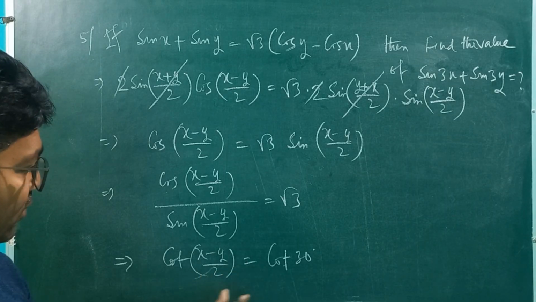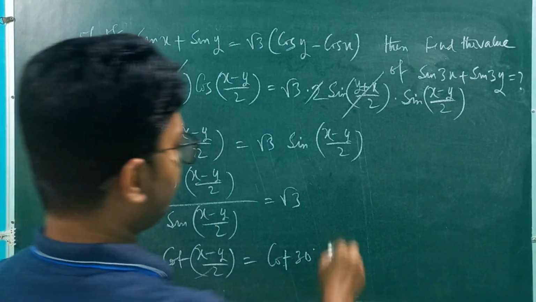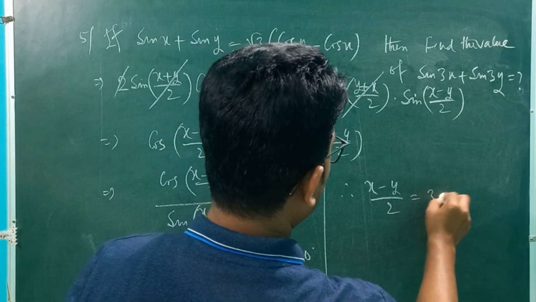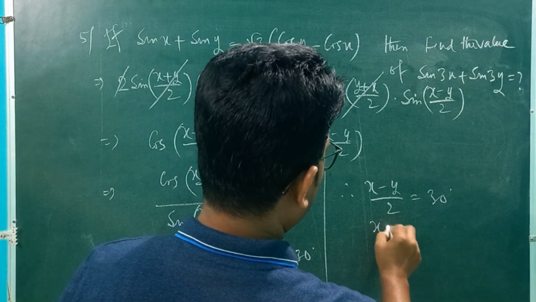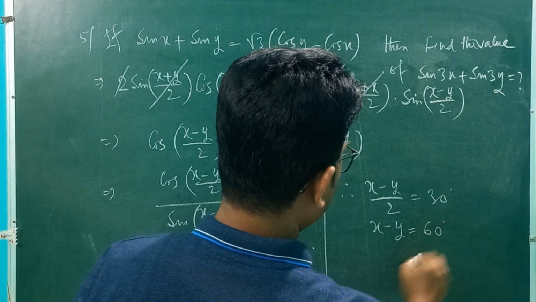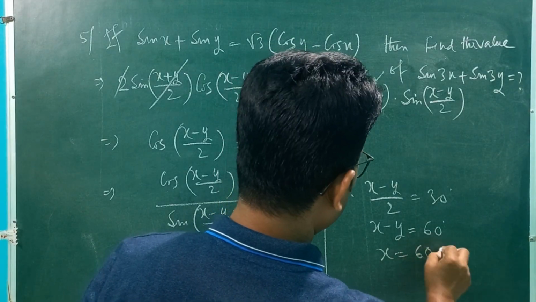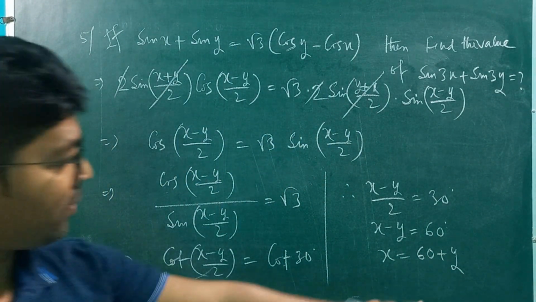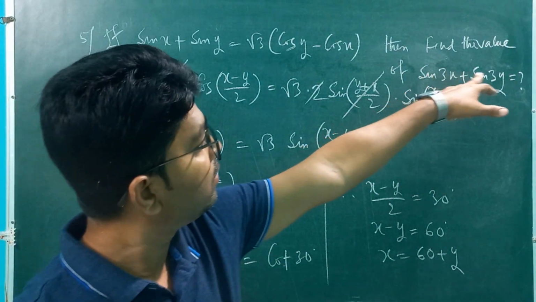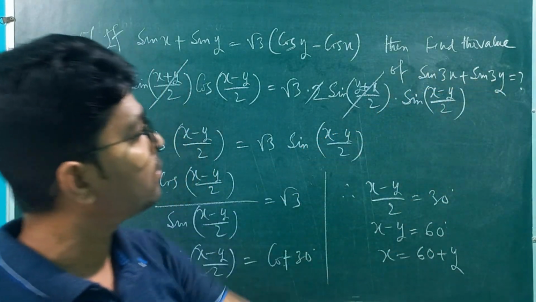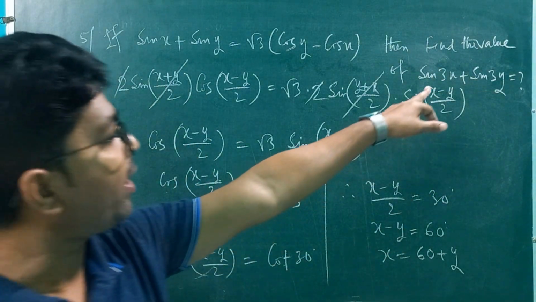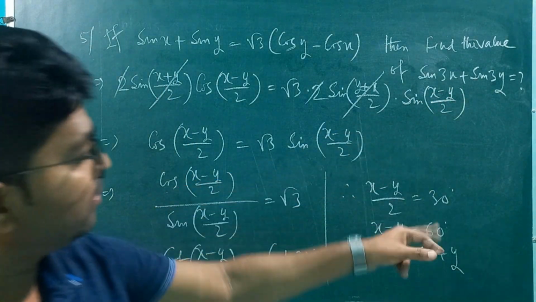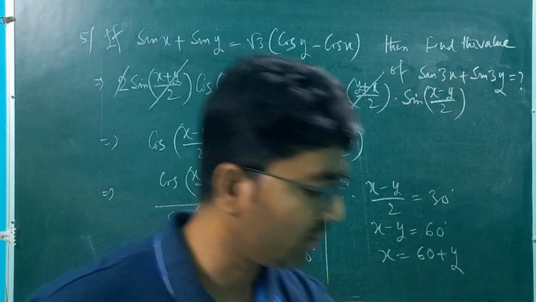So x minus y by 2 means 30 degree. Therefore, x minus y by 2 equal to 30 degree. That is x minus y equal to 60 degree. X equal to 60 plus y. Now you can apply this value on this expression. We have to calculate the value of sin 3x plus sin 3y. You just apply the value of x here, then see what you will get.